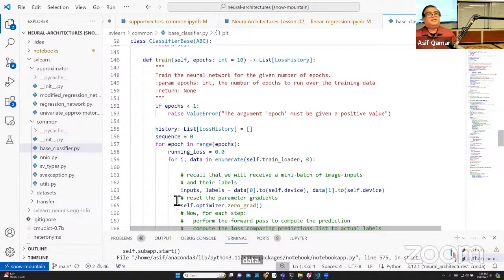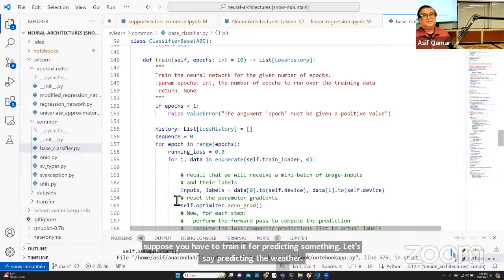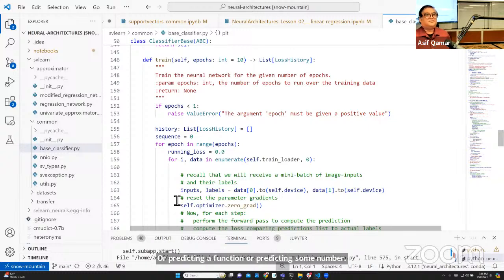So suppose you have to train it for predicting something. Let's say predicting the weather, or predicting a function, or predicting some number, or telling a cat from a dog. That's a prediction. In the world of AI, you call it a prediction. What is this? It's a cat. We predict that's a cat. Well, it's not really prediction, it's sort of identification, but we generally use the word prediction in this space. Or what's the temperature going to be two hours from now? That's a prediction. You're predicting a number.